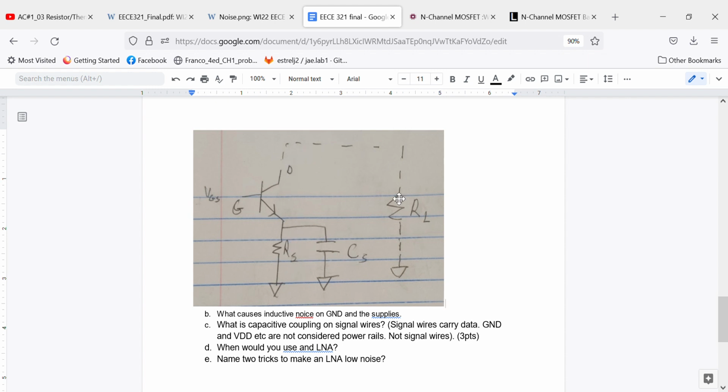We're going to have a more steady current through here, and our load voltage, the voltage across this resistor, is going to be more steady. So I hope that was a good explanation of a bypass capacitor.